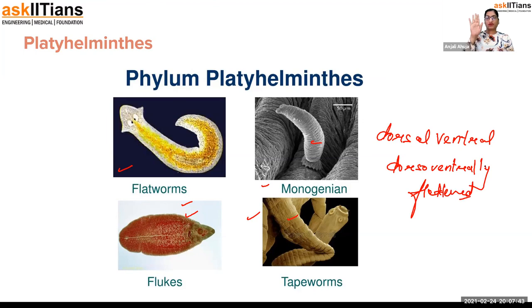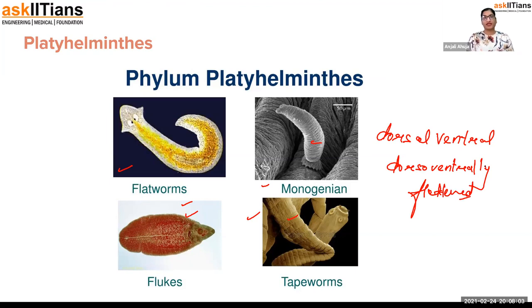This is ventral, this is dorsal. Dorsal is darker, ventral is the lighter slab. So the front side of our body is the ventral one, and the back side is the dorsal one. That's how we differentiate. And the body is dorso-ventrally flattened.